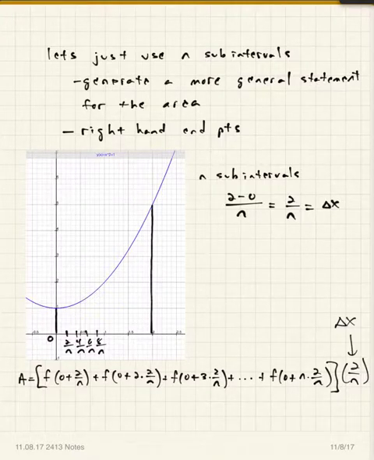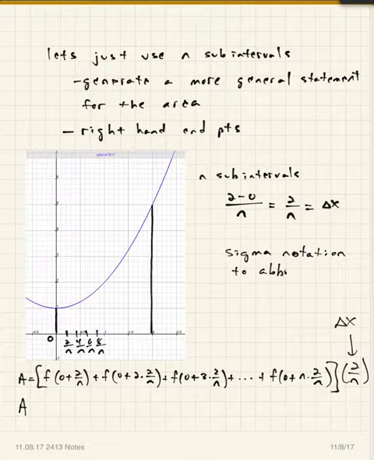Now that's a long, nasty, ugly expression to have to write out every time if you're going to write out all these function values in this sum. So what we do here is we use sigma notation, right? This is called sigma notation to abbreviate this sum. In other words, write it in a more concise form. And so in sigma notation, you use the Greek letter sigma.